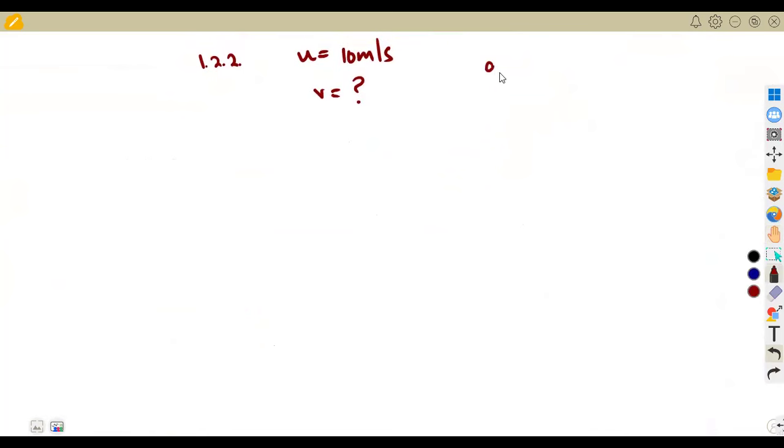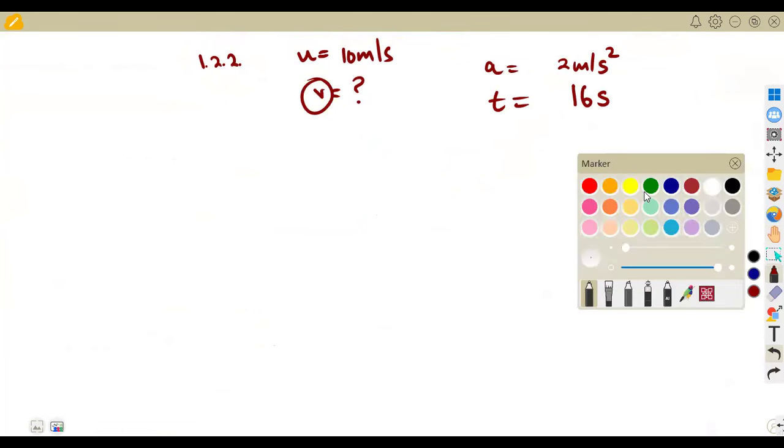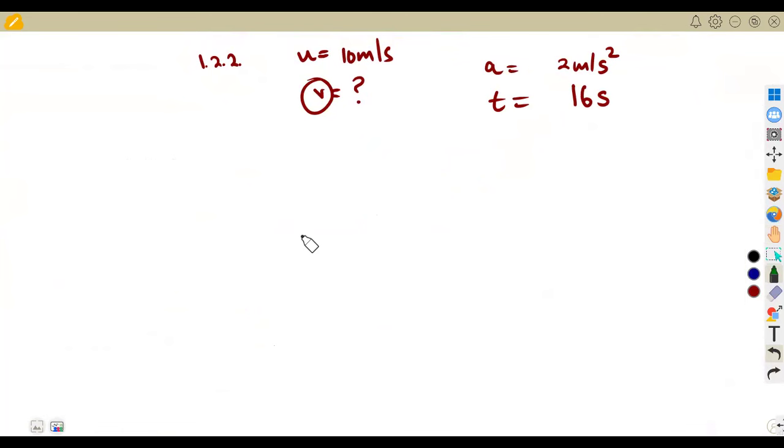There's an acceleration of 2 meters per square second. And remember, we said our time is 16 seconds. So what is going to be the V? So this one, you're simply taking your formulas. Remember from our formula, V is equal to U plus at. What we want to calculate is the V, so we can take it direct.